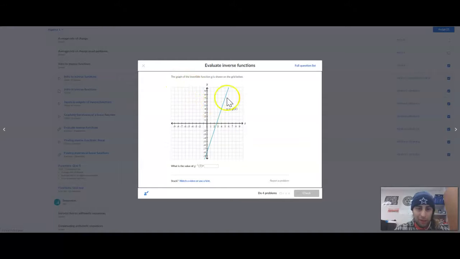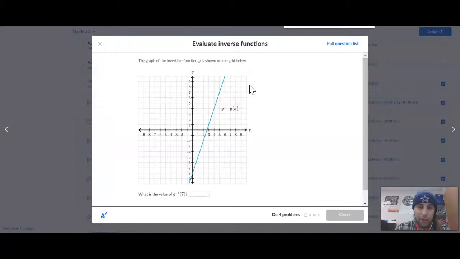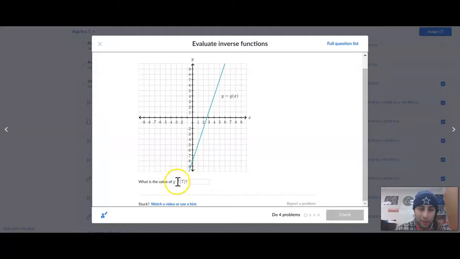So it says, now here's an example. The graph of the invertible function g is shown on the grid below. Now they say invertible because it can be inverted. And they want to know what's the value of g inverse of 7. That's how you say it, g inverse of 7.